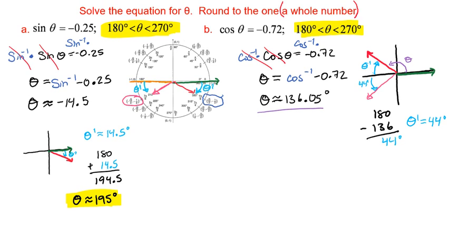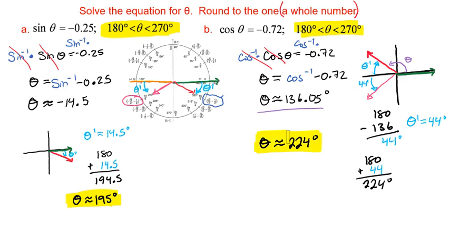So we're going to add 44 to 180. So we're going to take the 180 and we're going to add the 44 to it. And that's going to give us a value of 224 degrees. So we're able to say that theta is going to be approximately 224 degrees for our solution.